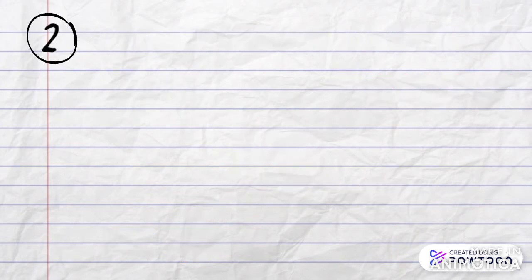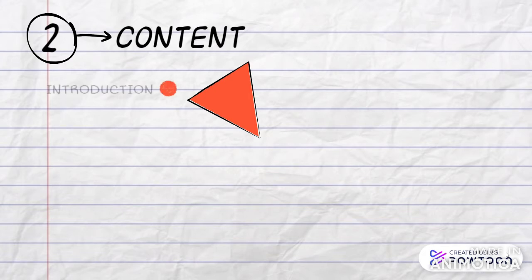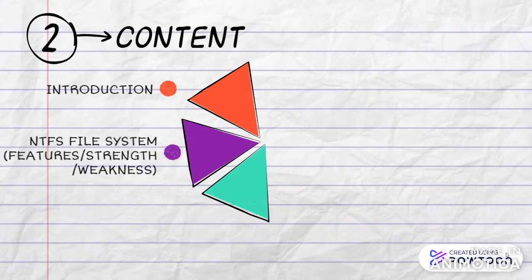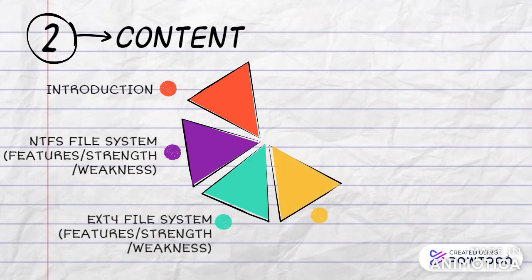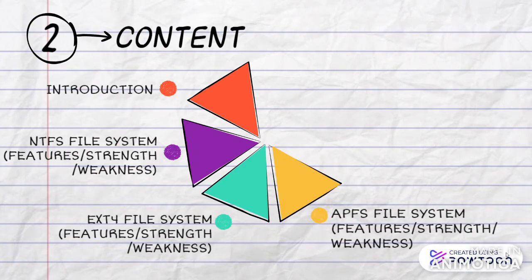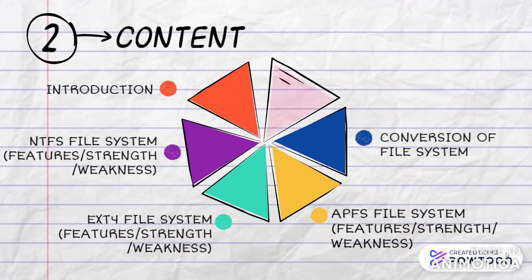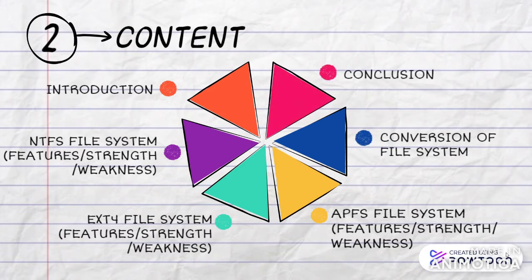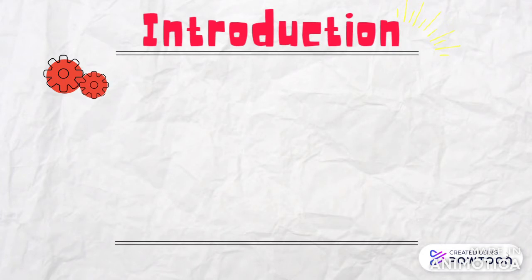Now, I will proceed to the content of this video. In this video, first, we will give some introduction about the file system. Next, we will discuss 3 types of file system, which are NTFS, ext4, and APFS. We will discuss the features, strengths, and weaknesses of each type of file system. After this, we will proceed to the conversion of file system, and the last is the conclusion part. Now, let us begin with the introduction part.